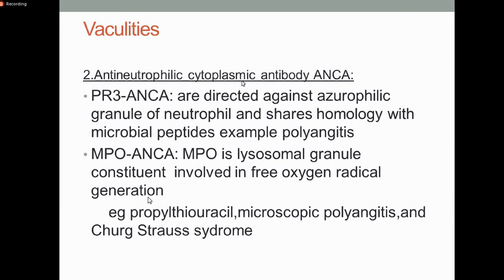The second type of ANCA antibodies is MPO ANCA. MPO is a lysosomal granule constituent involved in free oxygen radical generation. MPO ANCA antibody generation can be seen when we administer the drug propylthiouracil, and in cases of microscopic polyangiitis and Churg-Strauss syndrome. These are the three situations in which MPO ANCA antibodies are raised.